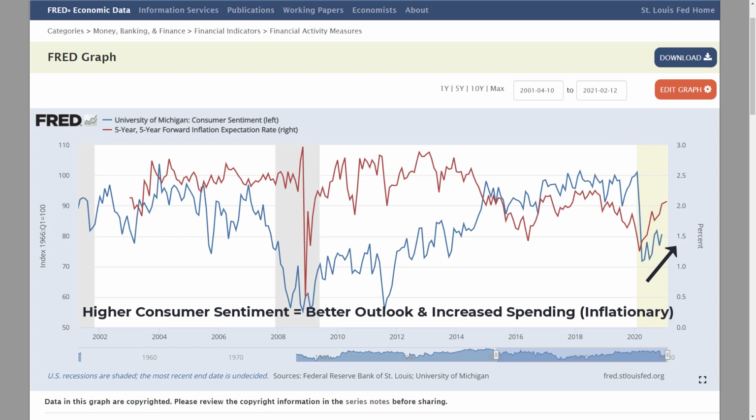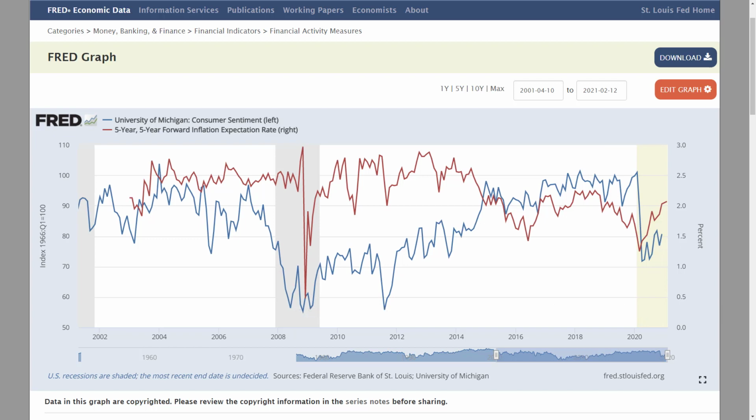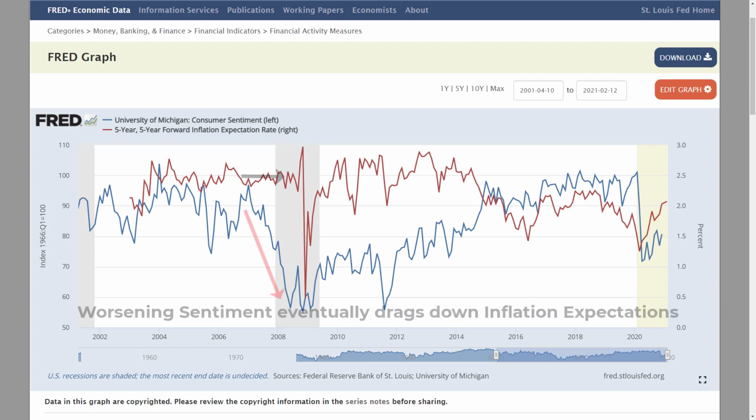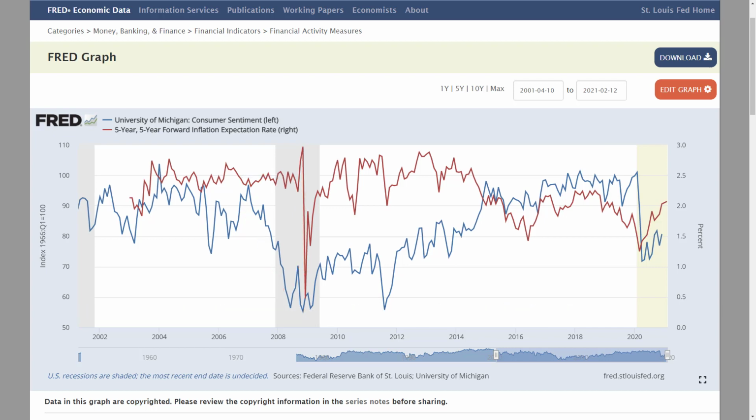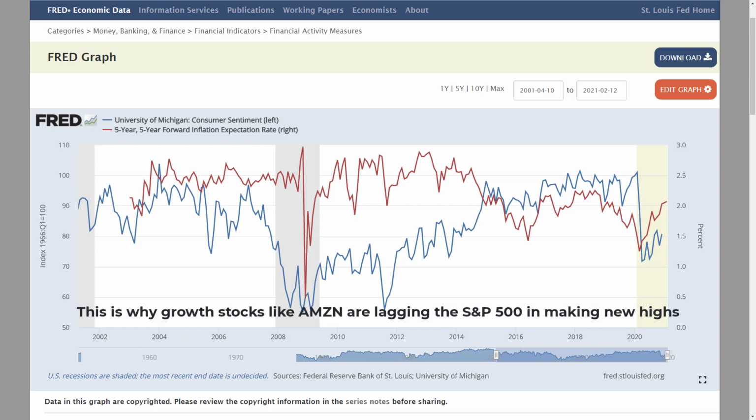Watch consumer sentiment closely. If sentiment reverses or stops going up, it will act as an anchor on higher inflation expectations because it creates an environment where consumers will have to pay higher prices for the things they need, like food and energy, and will have less disposable income to spend on something else. Eventually, this puts downward pressure on discretionary goods and services that are priced too high.